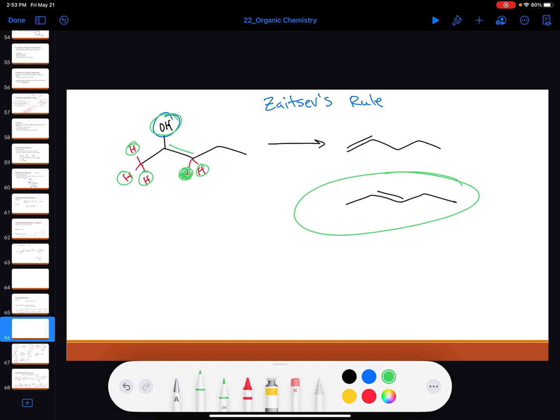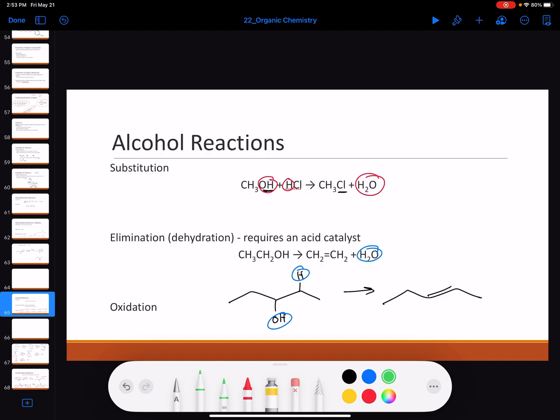Okay. The next type of reaction that we can have would be oxidation. If you remember in a previous chapter, we talked about OIL RIG, where oxidation is loss of electrons and reduction is gain of electrons. Well, that's one way to think of it. In organic chemistry, though, an easy way to remember it is that oxidation means gaining carbon-oxygen bonds.